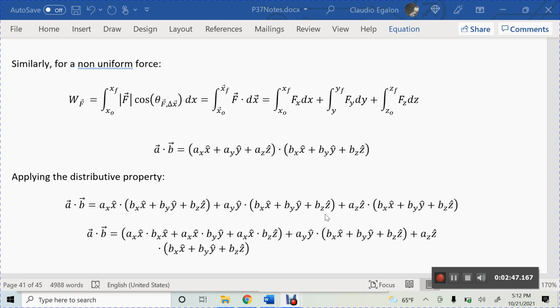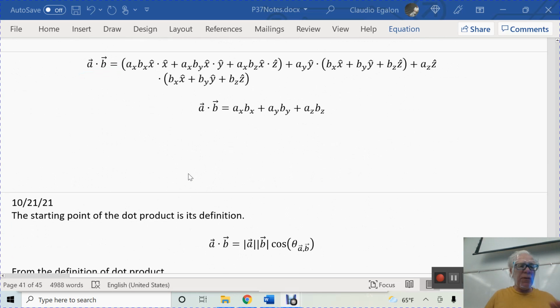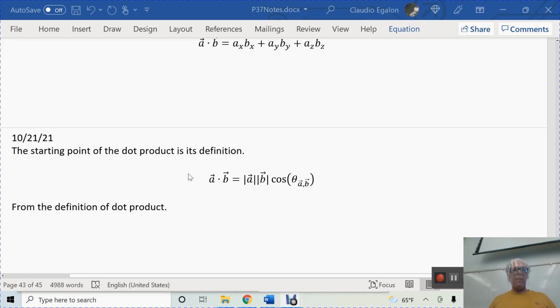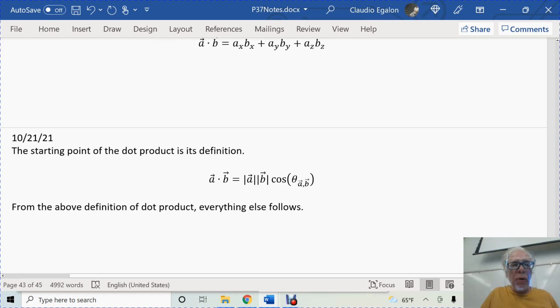Back here. So the starting point. What's the starting point? The starting point is the definition of the dot product. Just a quick summary, right? Because you may be a little bit rusty from this little holiday that we had, right? So that's the starting point for the dot product. If you have this definition, everything else follows from it. Everything else follows from the above definition of the dot product. That's all you have to remember.